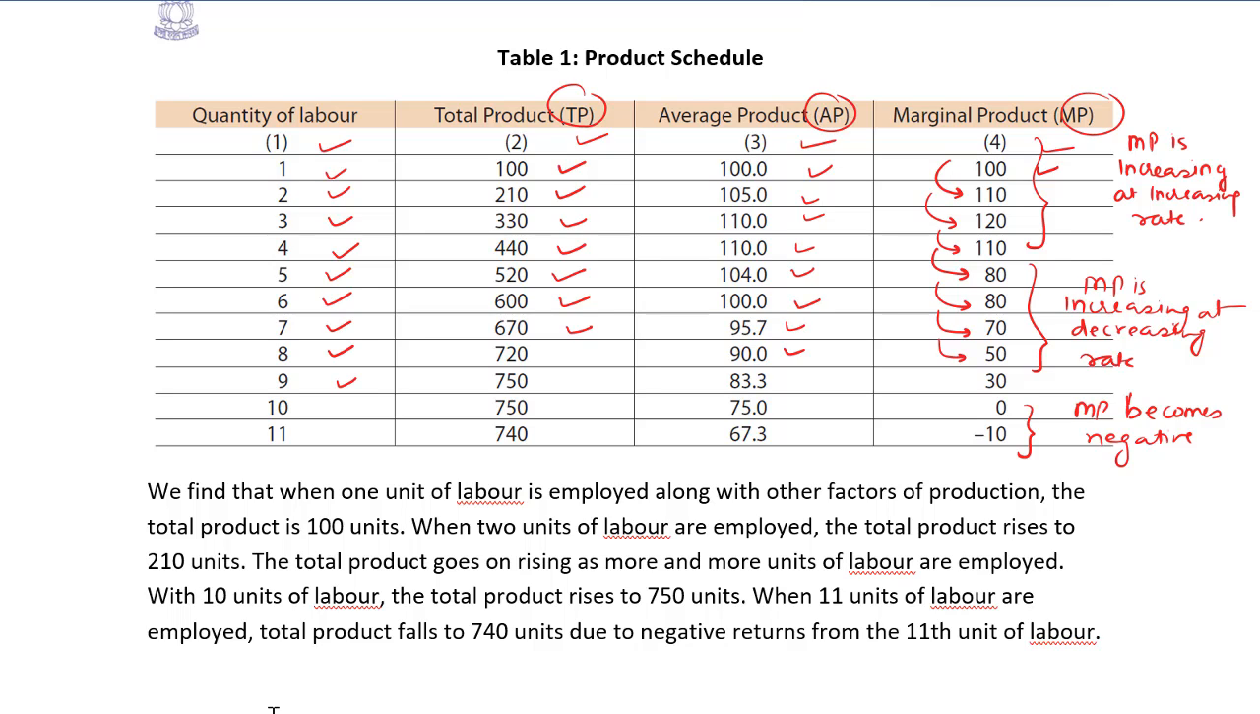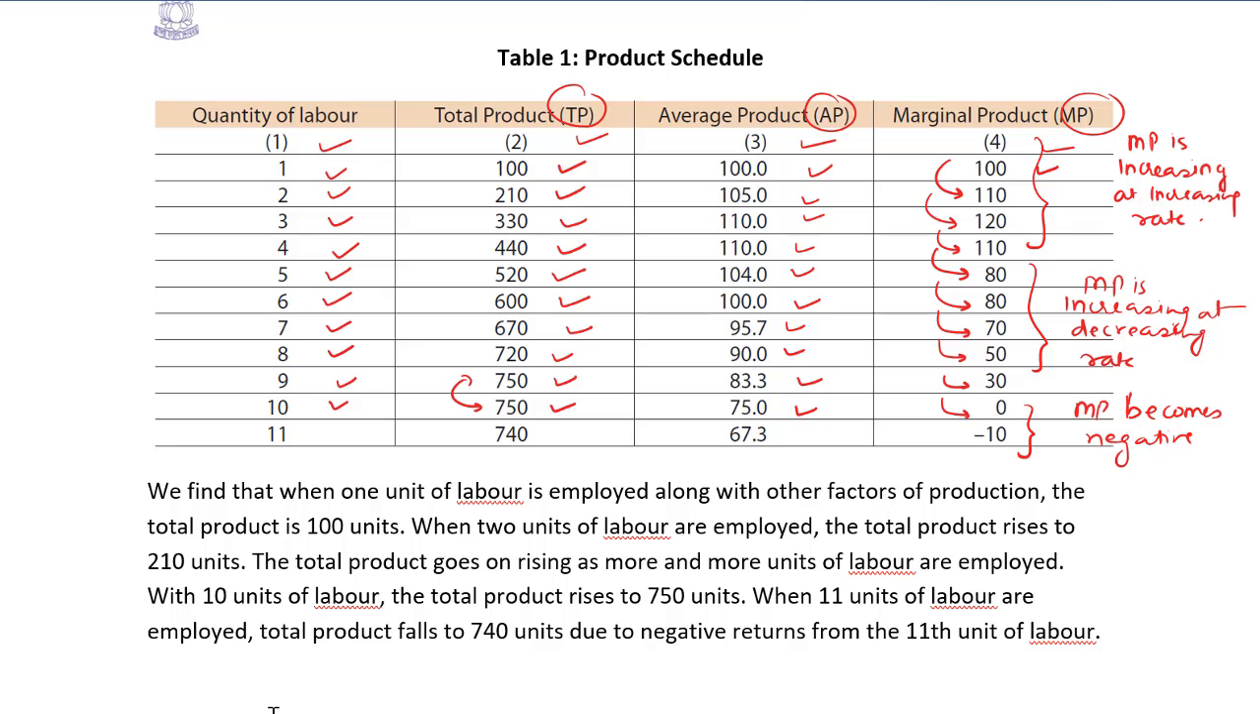When the ninth unit of labor is included, the total product is 750. So 720 and 750, it is an addition of 30. So marginal product is 30 and the average product is 750 divided by 9 equals 83.3. When the 10th unit of labor is included, as you can see there is no increase in the total product. That means we had reached the best combination. You should not go to stage 3. It is 750 divided by 10, the average product is falling, which is 75, and the addition in the marginal product is 0.